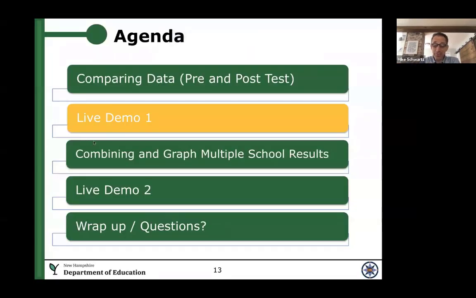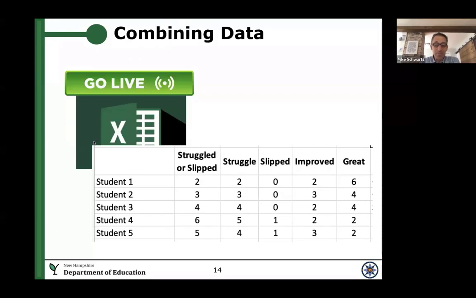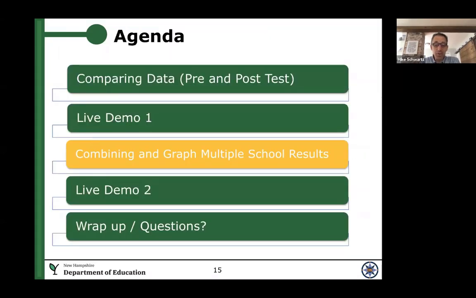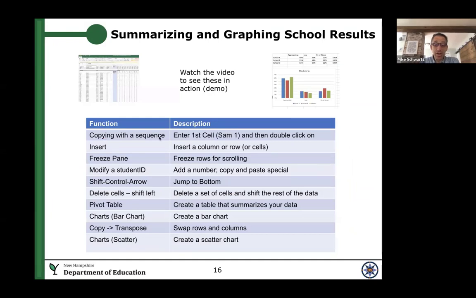The next example I'm going to give you, and I apologize again because I know this is going to go faster than I wish it had to, is we're going to take a look at some additional functions. We're going to take a look at copying with a sequence, so I'll show you how you can make a sequence copy easily from a 1 to a 2 to a 3. We'll do some inserting. We're going to freeze a pane. We are going to modify a student ID. We're going to do some jumping where you can jump to the bottom of lots of rows. We're going to do some deletion of cells, likely. Most importantly, we're going to do what's called a pivot table and some charts.